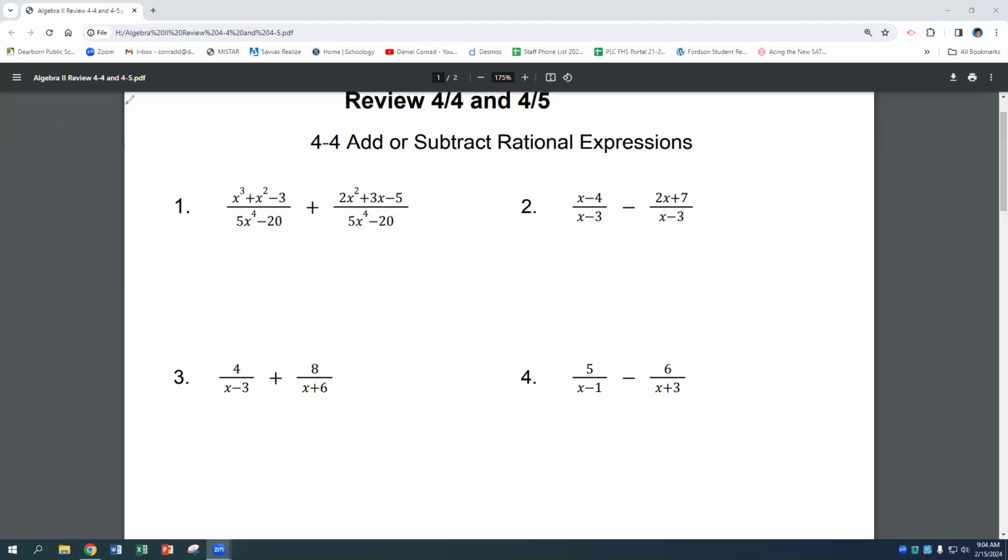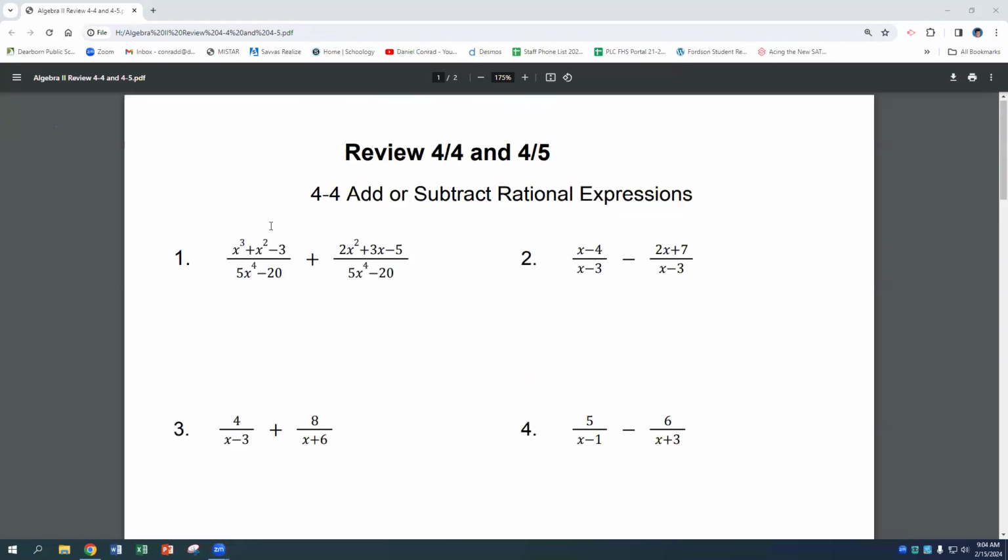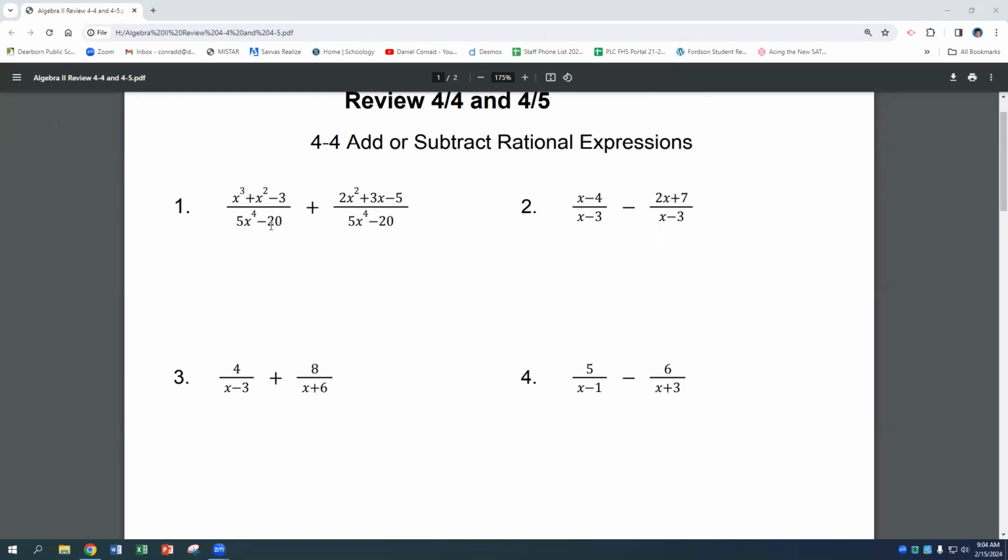All right, this is the review for 4.4 and 4.5. So we're going to start with 4.4, adding or subtracting rational expressions.